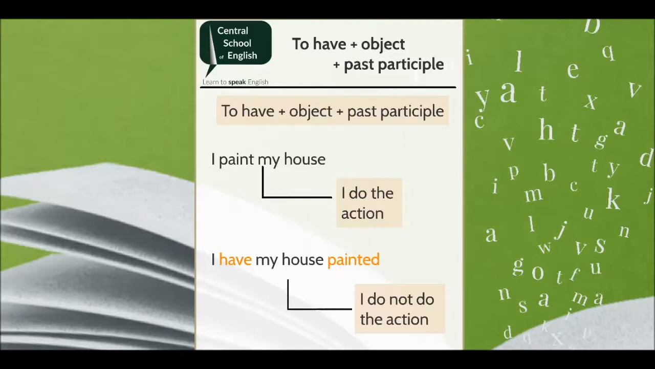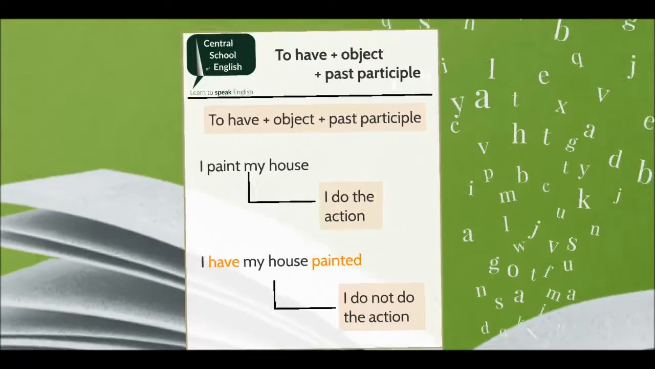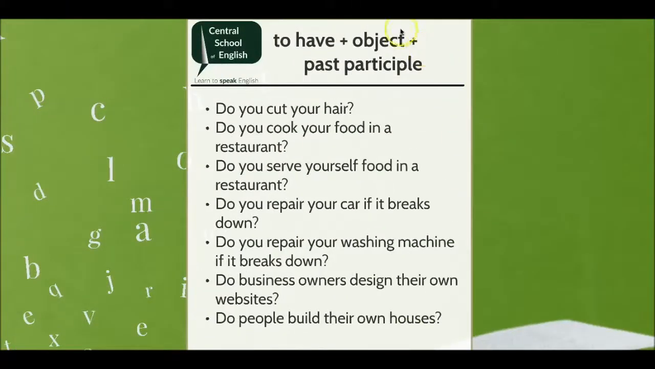By using the structure to have plus object plus past participle, the speaker is communicating that they did not do an action. The action has been done for them by someone else. The structure to have plus object plus past participle is used commonly in the English language.